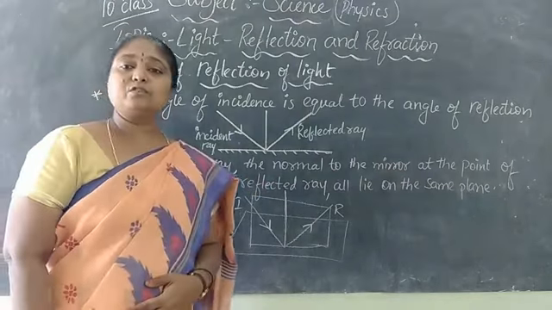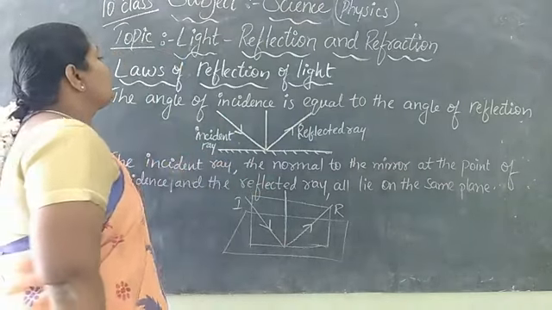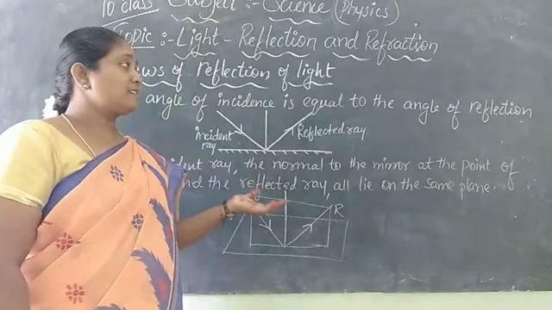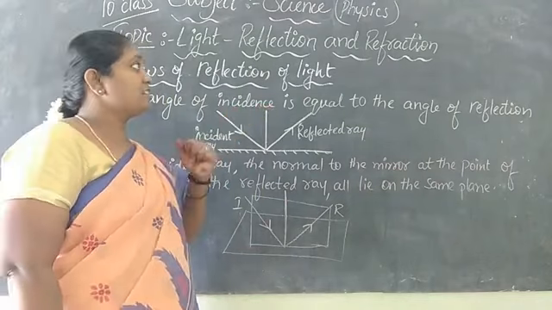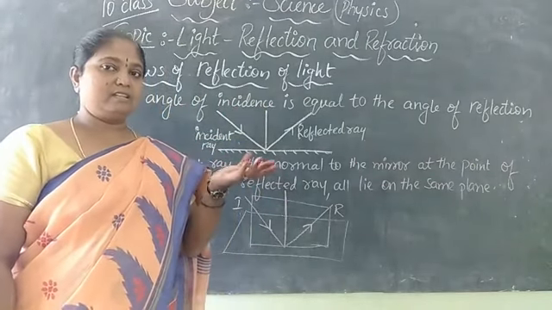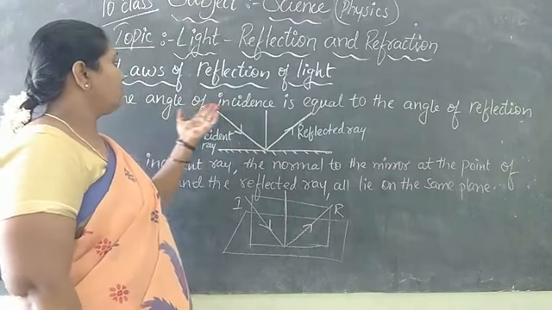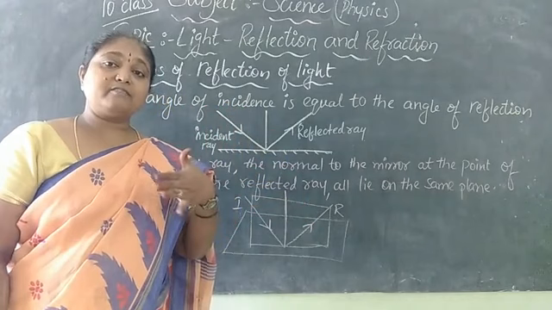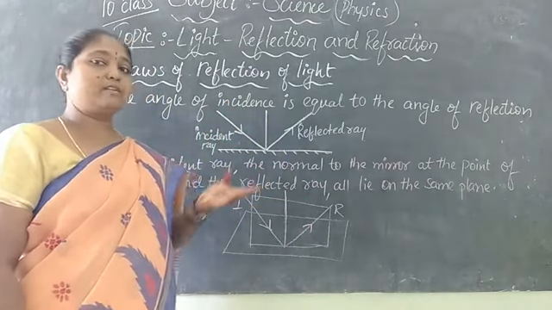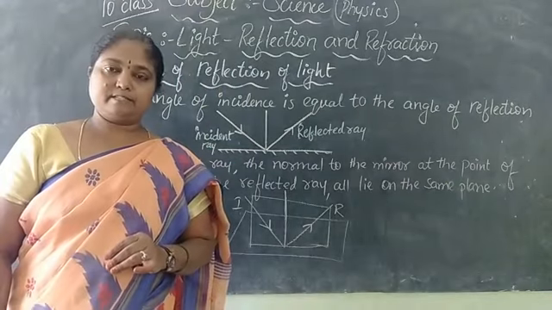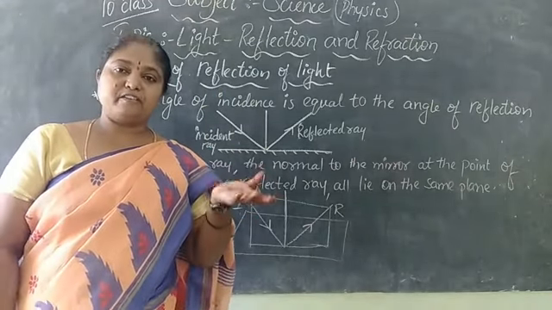So what is our topic that is going on? It is light, reflection and refraction. In the last class, we have seen what we mean by light, what is reflection and what is refraction, and what is the incident ray and what is the reflected ray. In today's class, let me go for the laws of reflection of light. What are the laws of reflection of light?